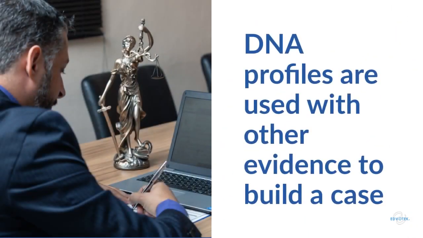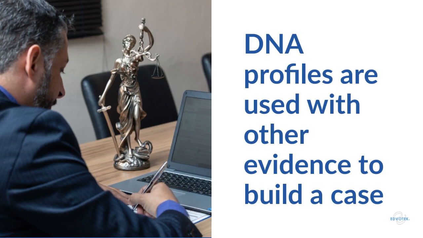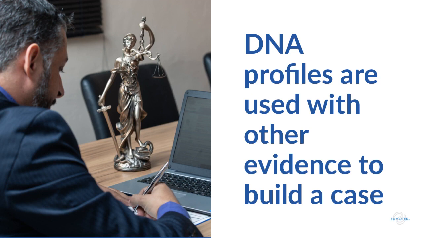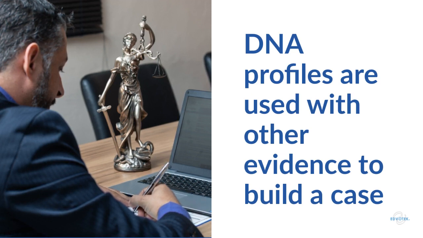DNA profiles from a crime scene provide strong evidence that a suspect was present at the crime scene. But that data alone cannot convict a person of a crime. Many lines of evidence, including witness statements and alibis, must come together to build a case against a suspect. All the evidence is used to build a case in the court of law.